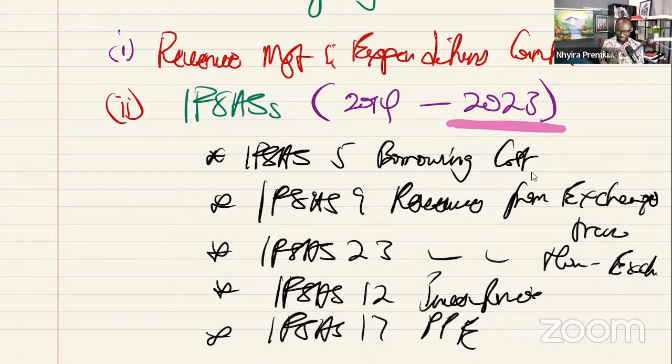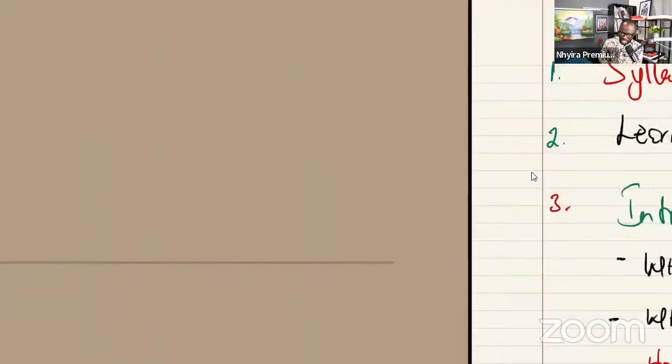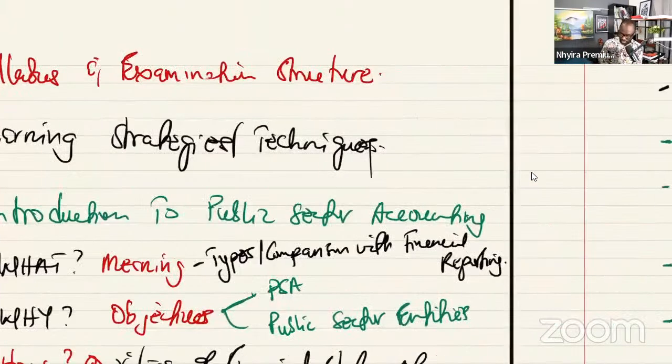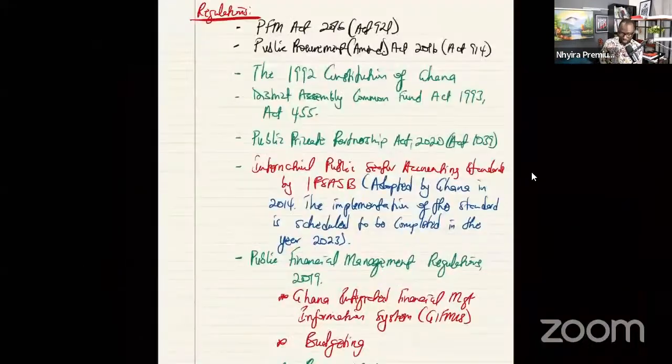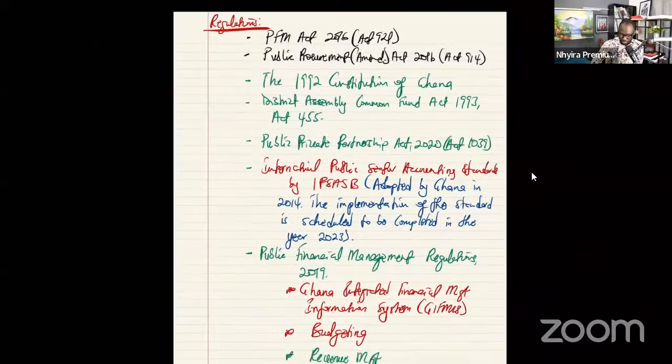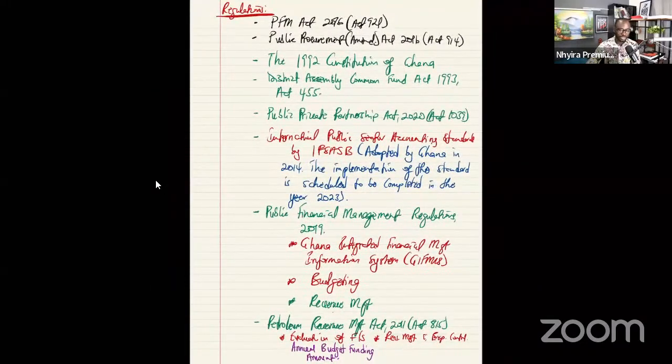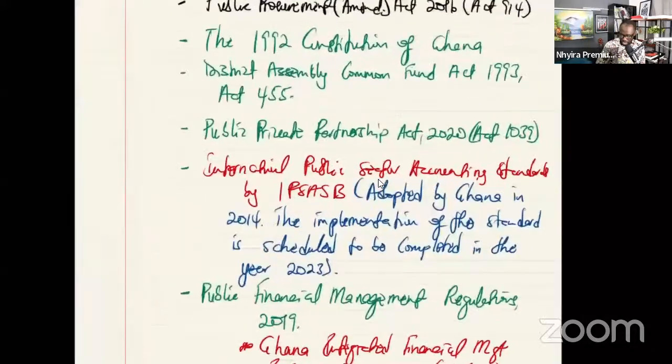Okay, so these are the key areas we need to focus on to pass the exam. Now, after we've looked at these key areas, there are a number of acts and regulations that we must know about. We're going to be referring to them one way or the other as we go through the topics at the end of the day. So these are the various regulations that you must be aware of.